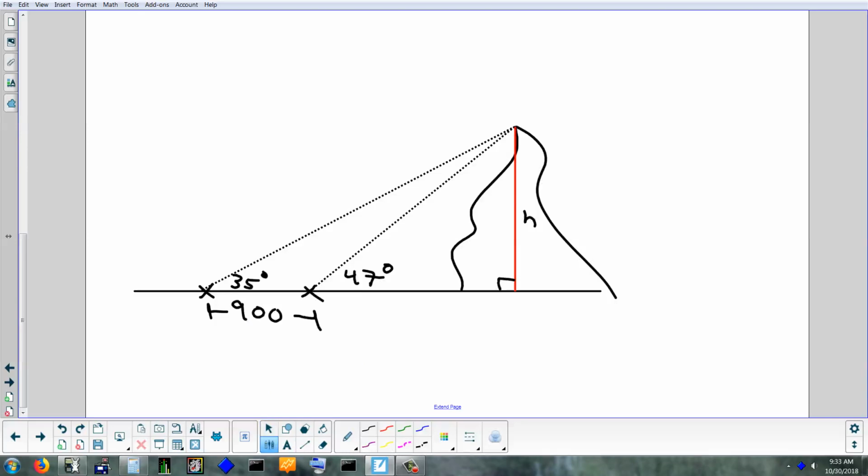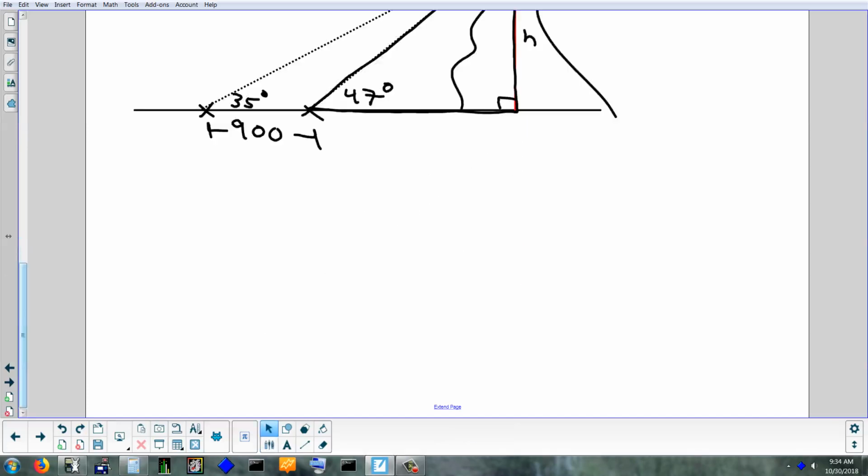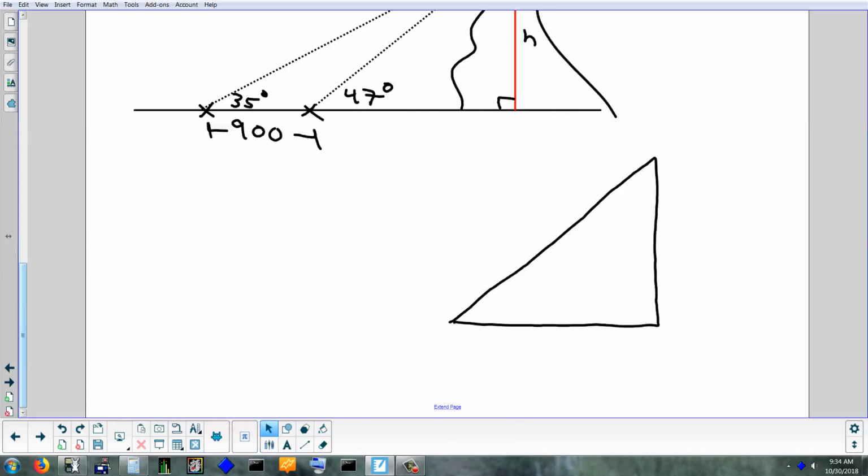All right, well, if you start looking at this triangle right here, and then I'll just slide it down. That's 47. That's that. And that's the height. All I want to do is solve for h. What kind of triangle is that? It's a right triangle. So that should be easy to solve, but why can't I solve for h in that picture?